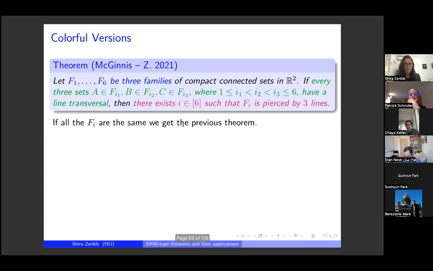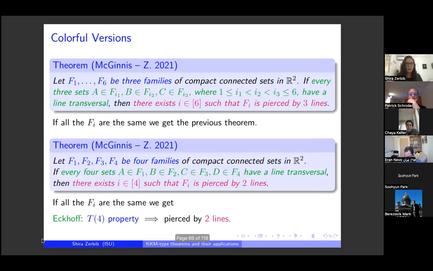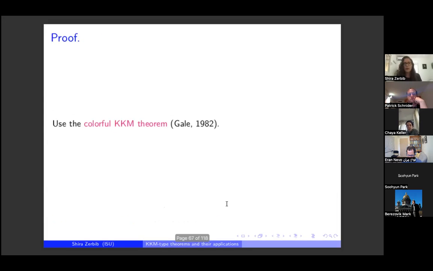Okay. And similarly, we can prove a colorful version of Eckhoff's result that the T4 property implies that you can pierce everything with 2 lines by taking, instead of 1 family, 4 families. So how do we do that? By just replacing in the proof the KKM theorem by the colorful KKM theorem of Gale from '82.